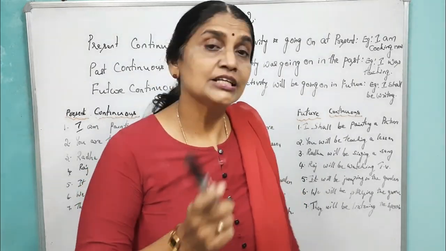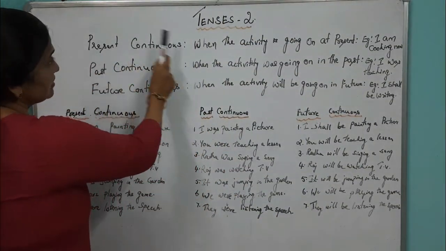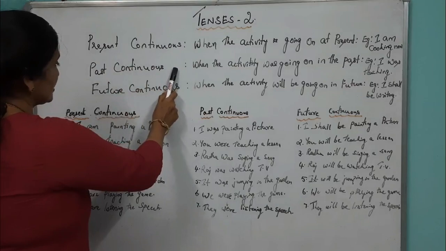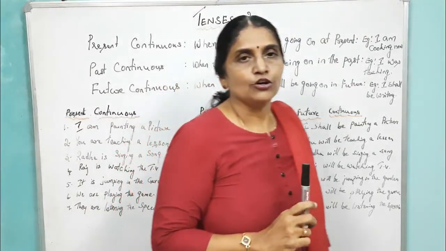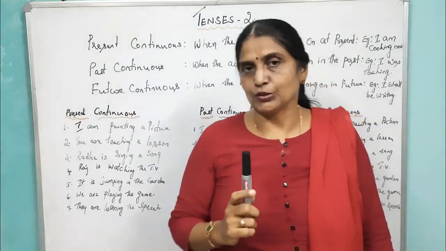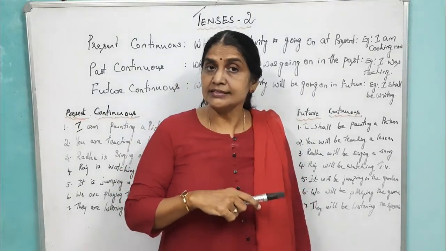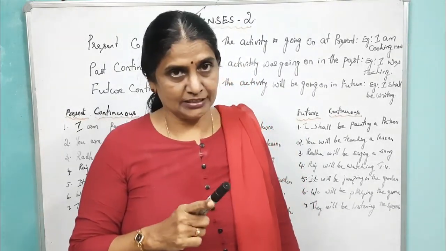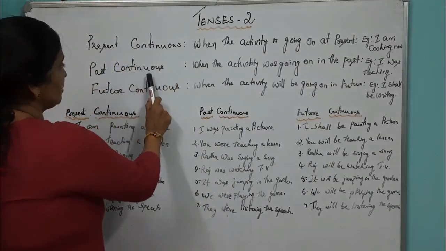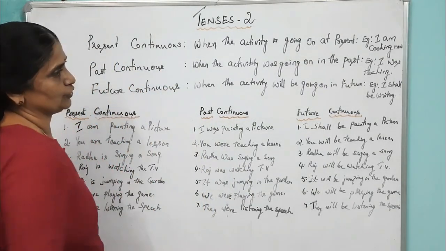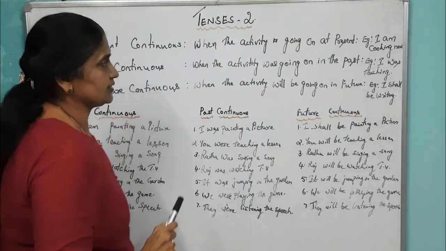In today's class, we are going to learn about three tenses: present continuous tense, past continuous tense and future continuous tense. So, first of all, in my previous video, you must have seen the basic tenses: present tense, past tense and future tense. In today's class, I am going to teach you present continuous, past continuous and future continuous. First of all, we will learn what is present continuous tense.